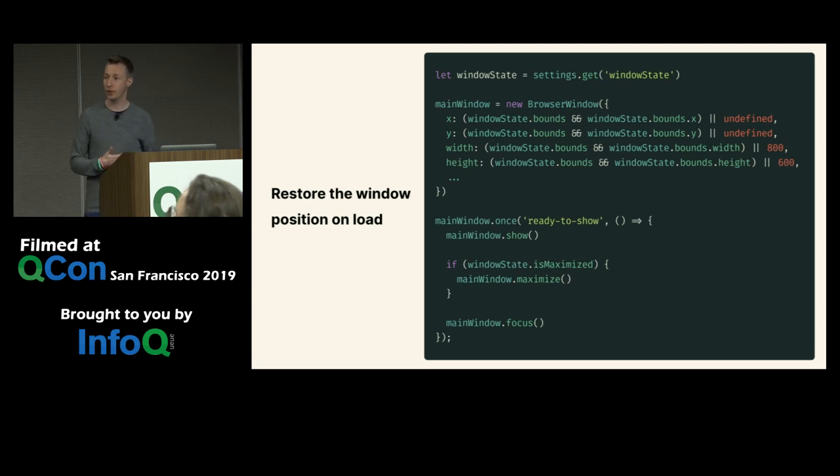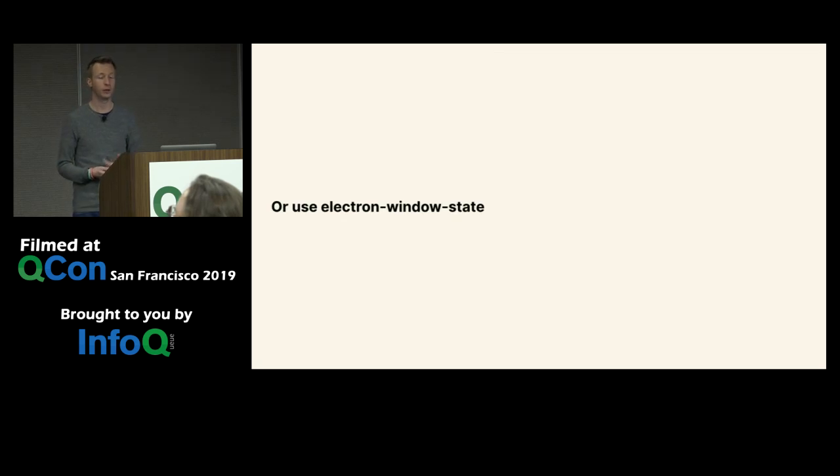Now, as you can see, this is not a whole bunch of code, but there's an alternative you can use in electron-window-state that will do most of the heavy lifting for you. It's an NPM package you can use.